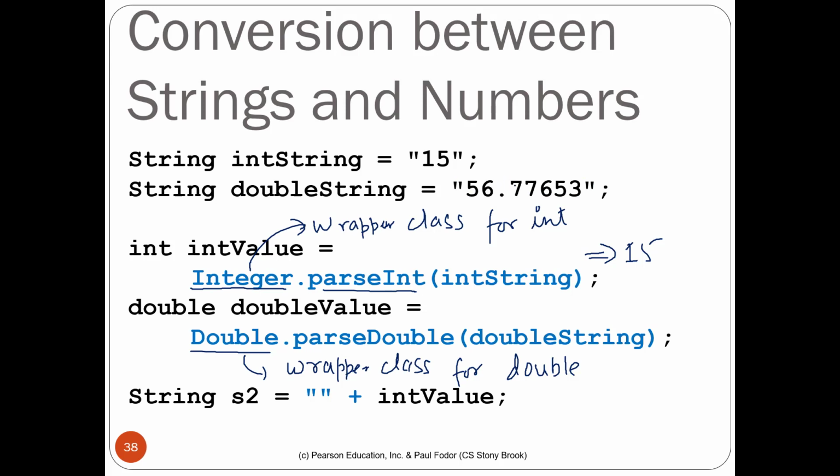Now if you want to extract the double value in the string, you should use Double.parseDouble and then the string here, and this should return the value which is 56.77653, and you can do all the mathematical operations that you want to do on this double value.